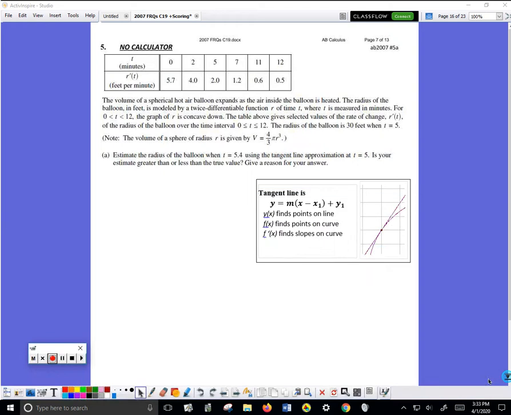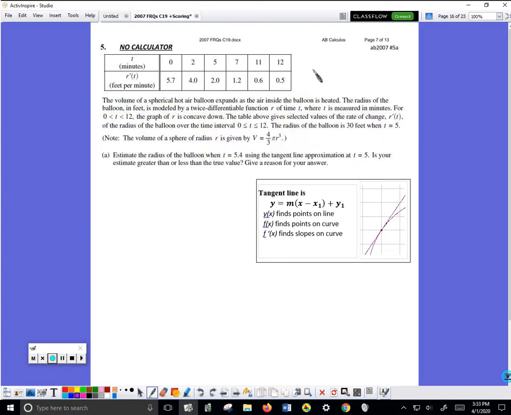Okay, problem number 5. The volume of a spherical hot air balloon, spherical meaning sphere, expands. So the balloon is getting bigger. It's always better to write things than just to read. Like it slows you down. Just kind of think about it.